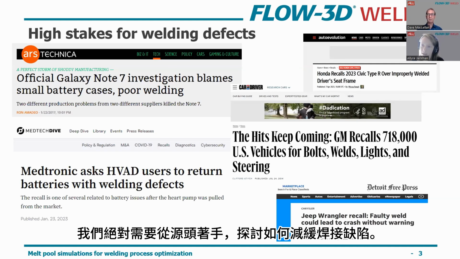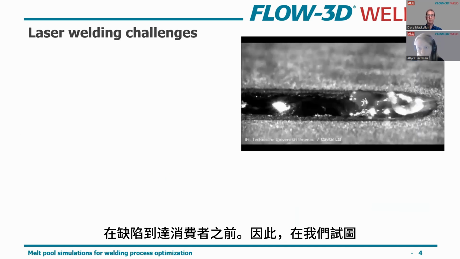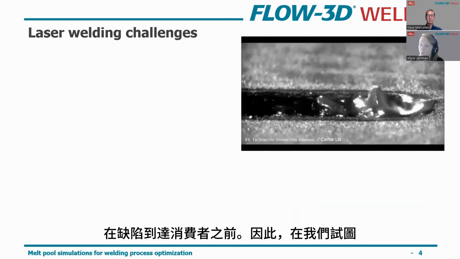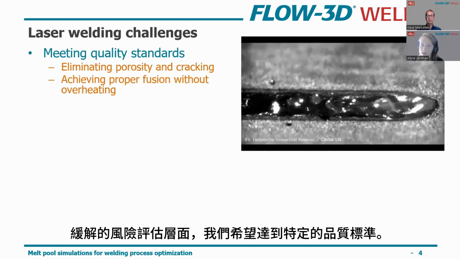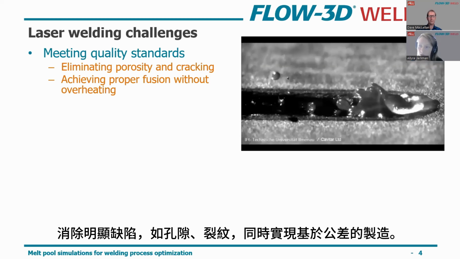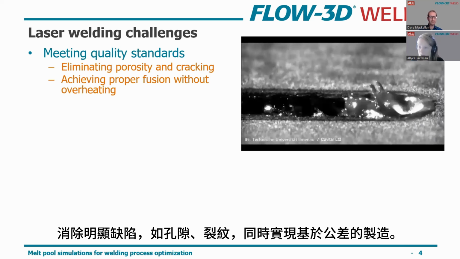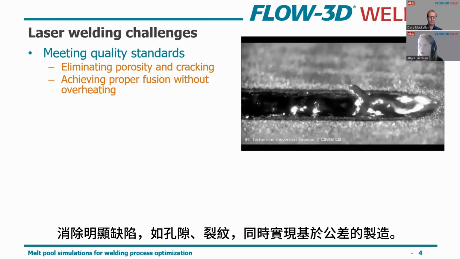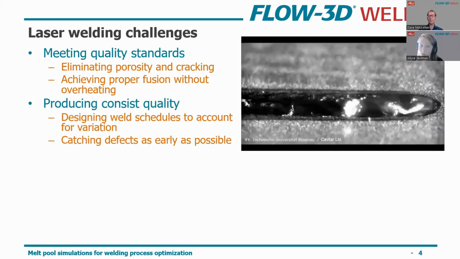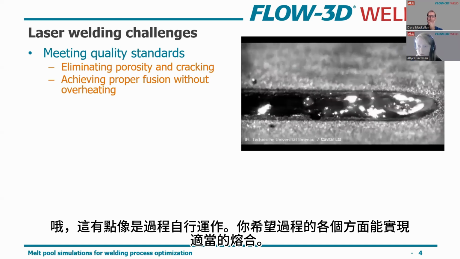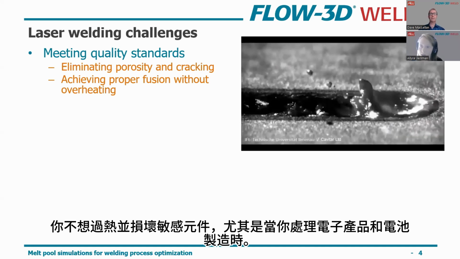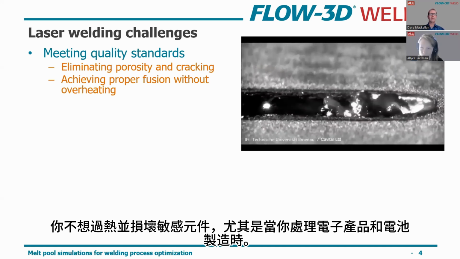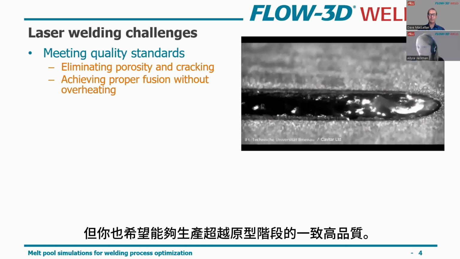We definitely want to look at how we can mitigate welding defects from the source before they get to the consumer. So in terms of what we're trying to mitigate in a risk assessment here, we want to meet certain quality standards. So eliminating the obvious defects, porosity, cracking, but also achieving more tolerance-based aspects of the process. So you want to have proper fusion, you don't want to overheat and damage sensitive components, especially when you're dealing with electronics and battery manufacturing.